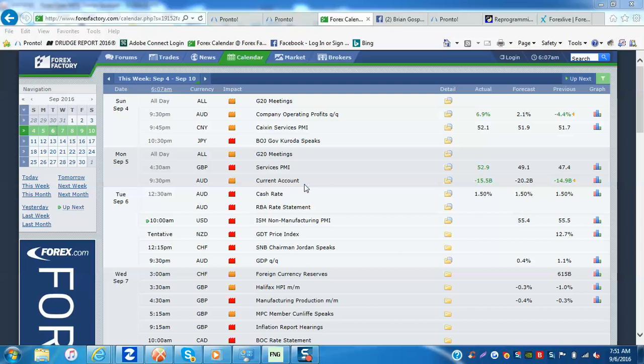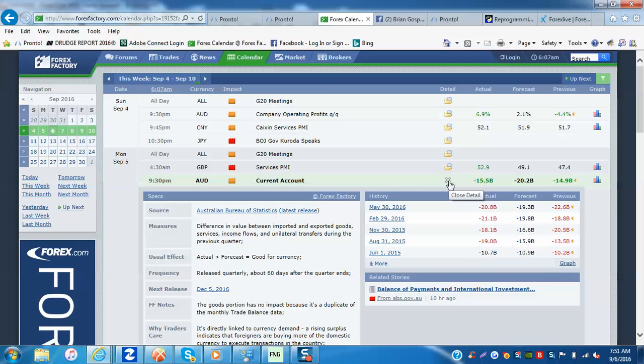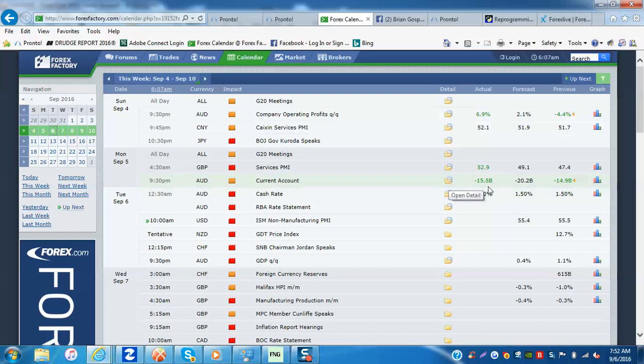But I didn't talk about this in the video because I wasn't expecting it to really be that big of an event. But this is basically kind of like a deficit measure between imported and exported goods. And so they were expecting about minus $20 billion, which is not a great number, basically in the deficit, and it came out at minus 15.5, which is still not good, but it's better than they expected. So you can see it here in green, and so that caused the Australian dollar to be positive.